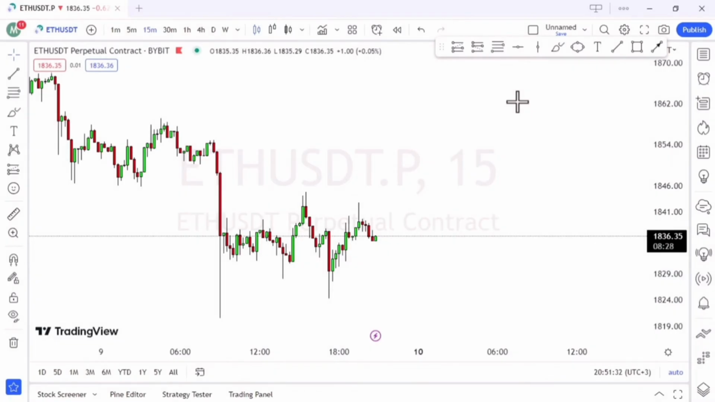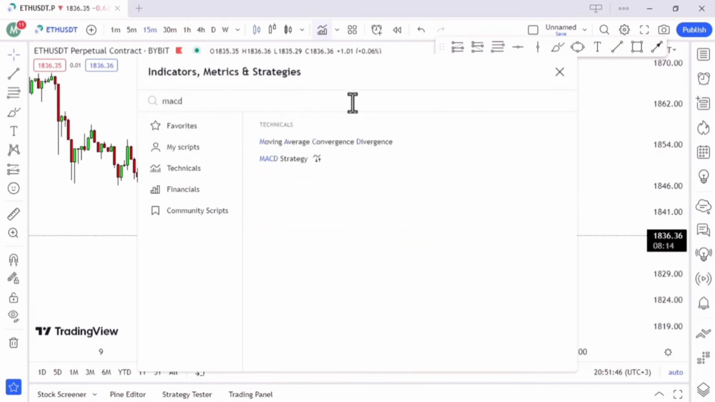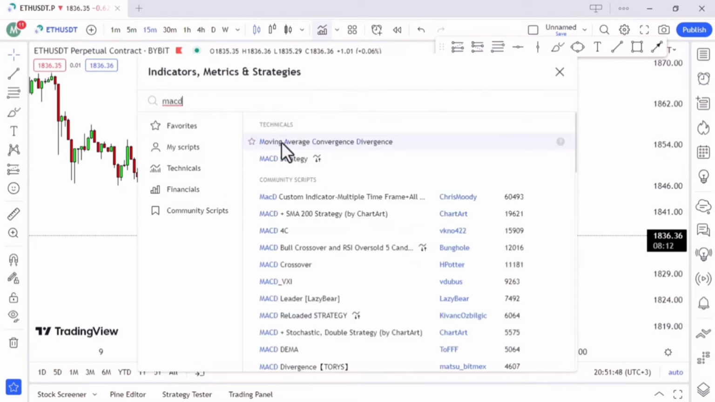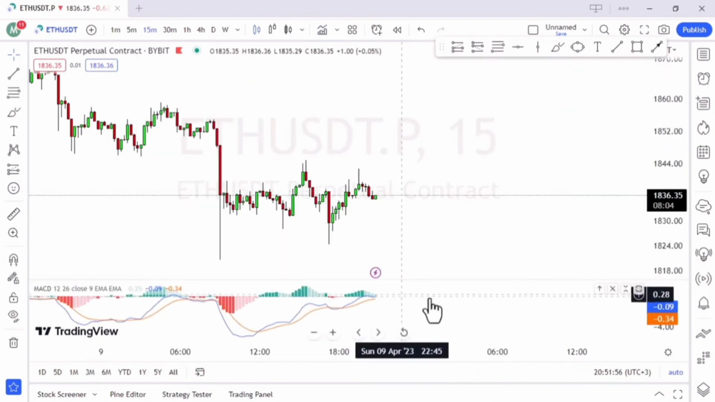Well, if you watched my previous videos, you know how to bring a technical indicator up on the chart. So just like before, we go to this section here, indicators, metrics, and strategies, I will simply write down MACD, and it's here, this one, moving average convergence divergence. We can make it favorite and click on it. It's gonna pop up down below here. Let's zoom in and see.